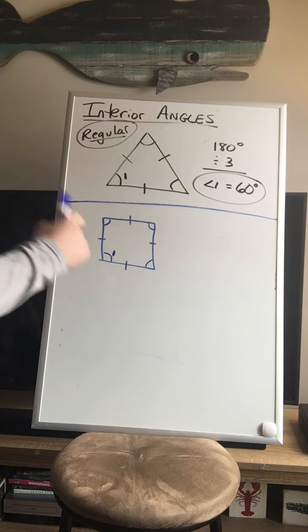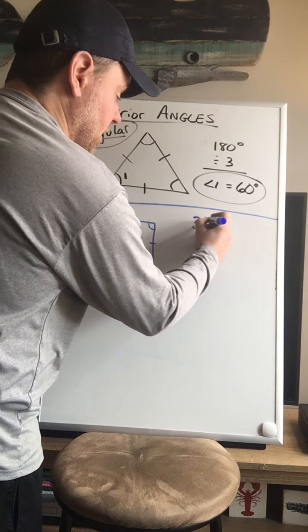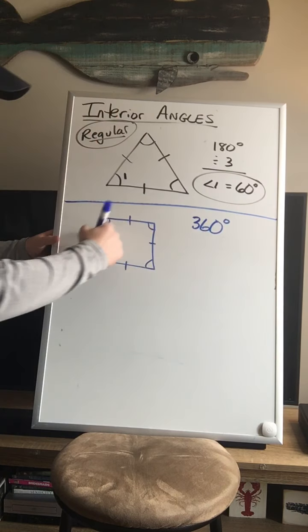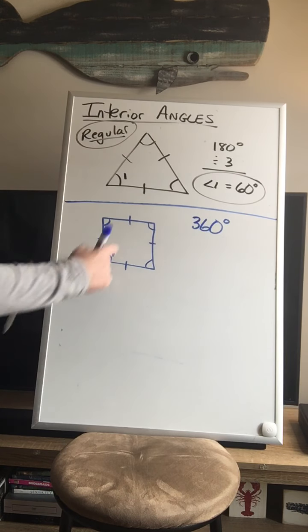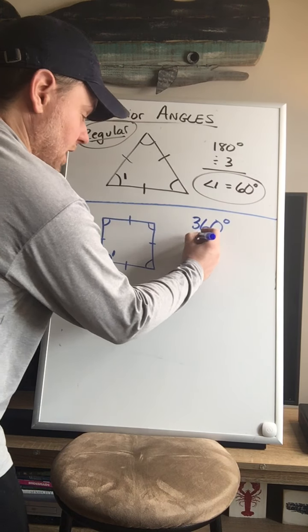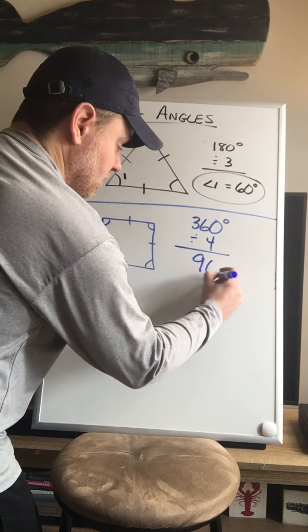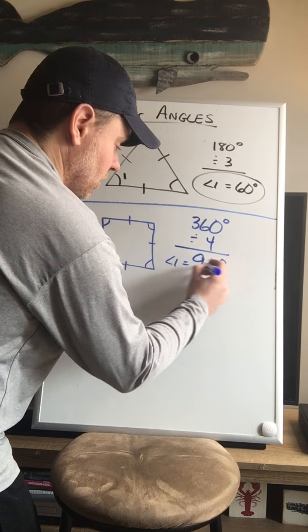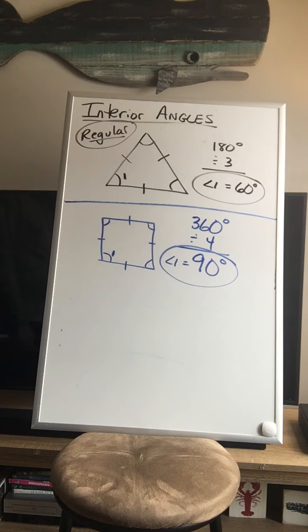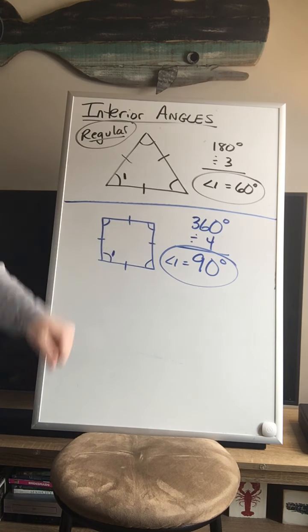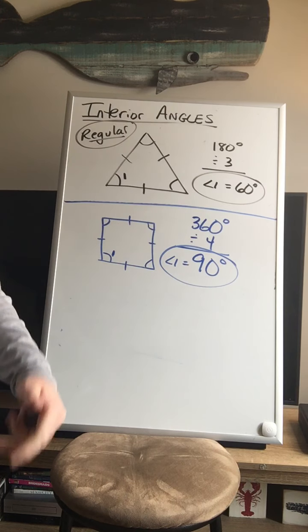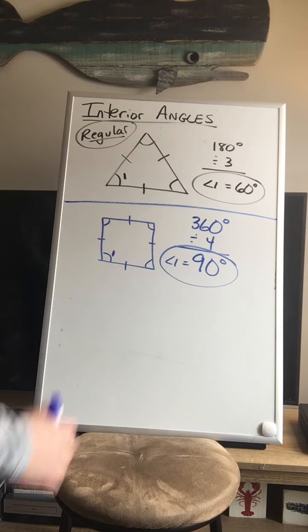Well, we already found out there's 360 degrees in a quadrilateral. There's 4 angles, so if I divide by 4, that's 90 degrees. So one angle would be 90 degrees. So if you know all the angles are the same and you want to figure out how much one angle is, all you have to do is divide the total by how many angles there are, right?